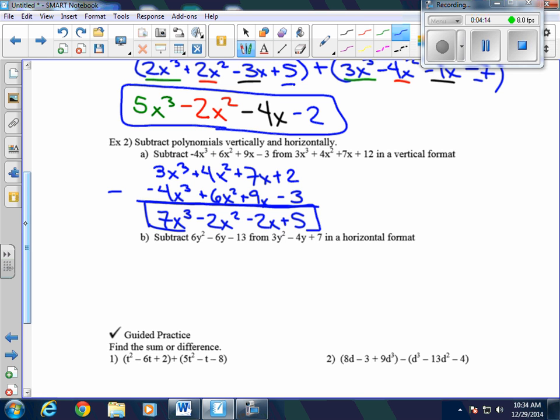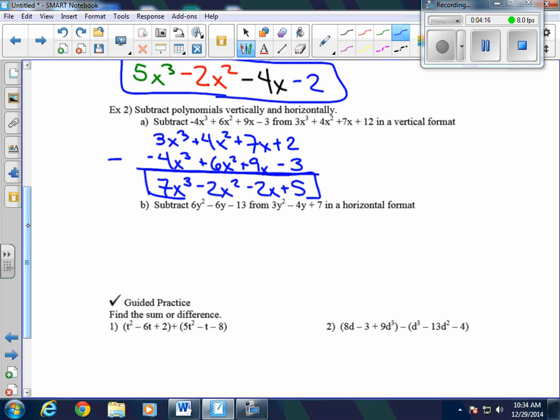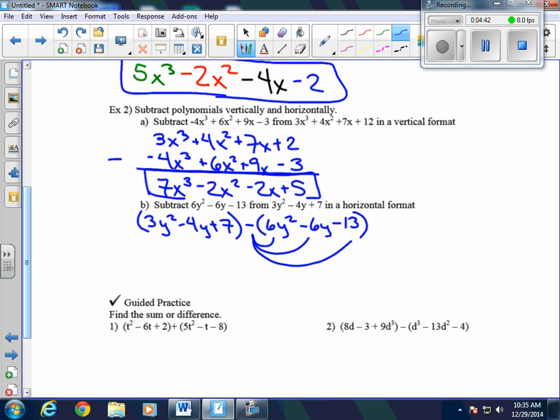Again, we're going to use the horizontal format. It says subtract this from that one. So the 3y squared minus 4y plus 7 has to go first, minus 6y squared minus 6y minus 13. And again, if you want to change this into an addition, you would have to take the distributive property here, here, and here to make all of those sign changes. Or you could also just simply do that as you go through.